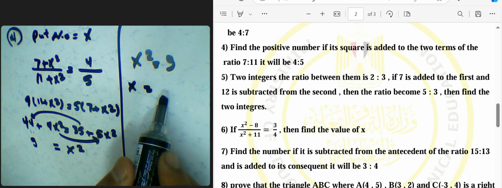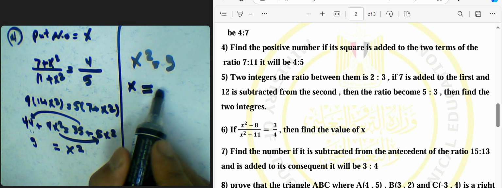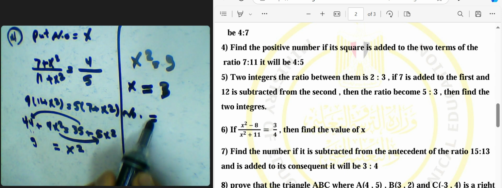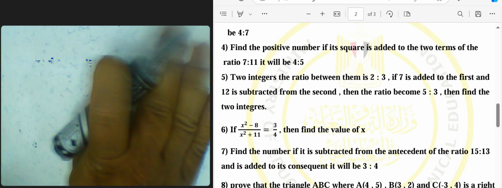It tells us in the example, positive number, meaning negative is wrong. So the value will be 3. Then the number will be equal to 3. That was question number 4. Now, question number 5.